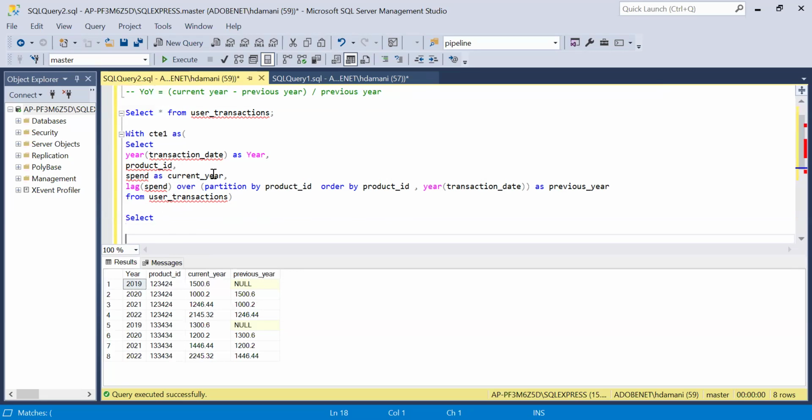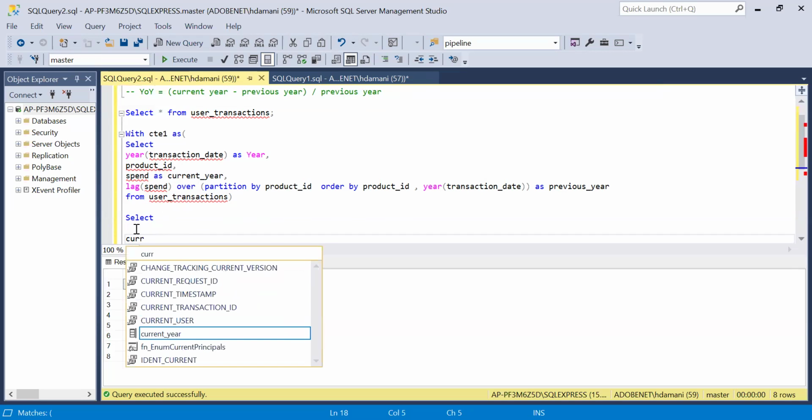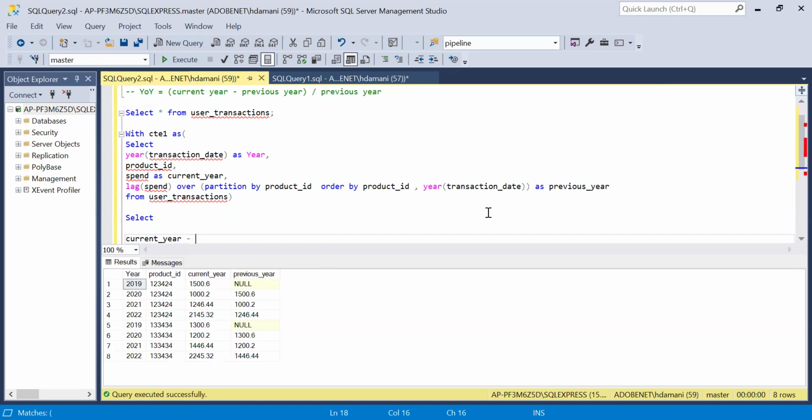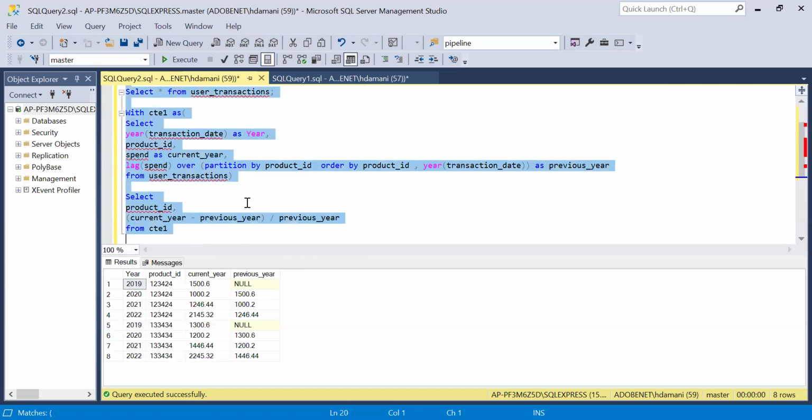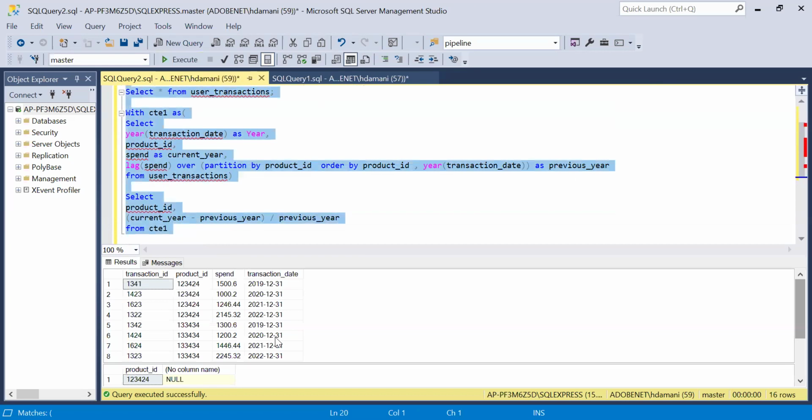So your current year is nothing but current year only, okay? Then subtraction of your previous year, okay? And then you have to divide this whole thing by previous year, okay? And we need this for product ID. Let me just copy it from here. Okay, now if I'm running this, what will I get over here?